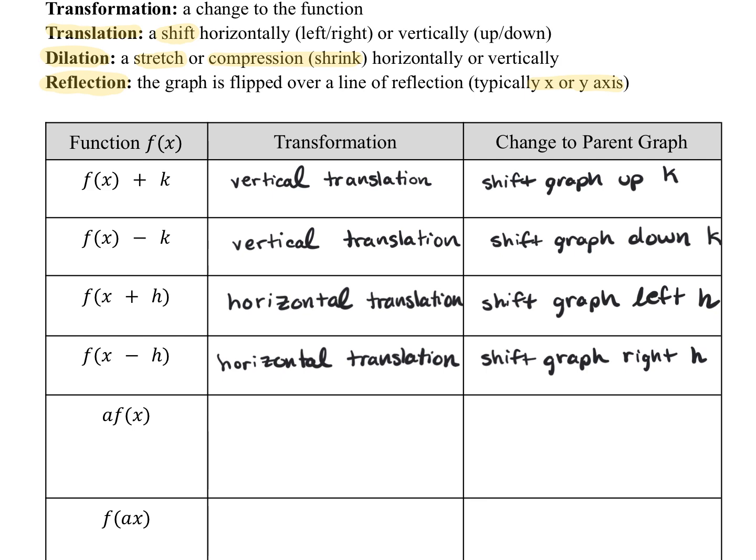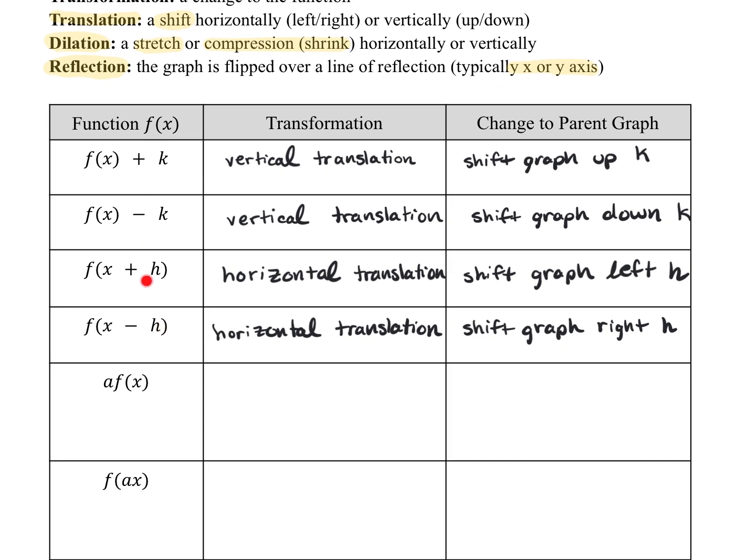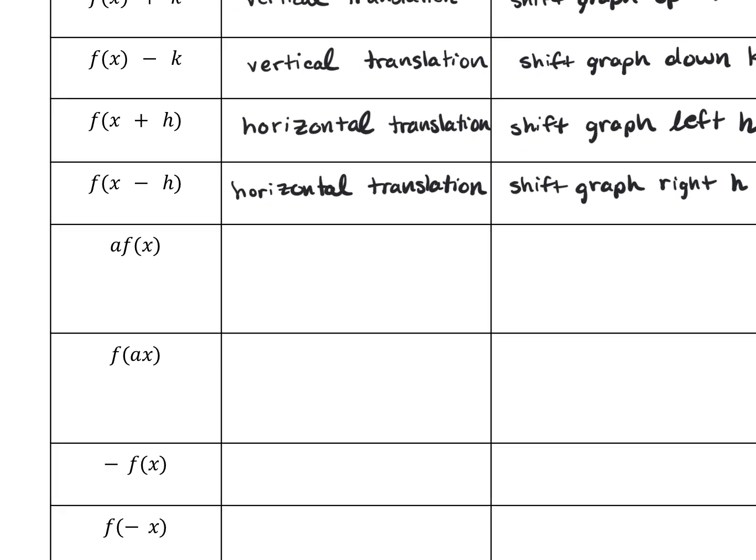Okay, but just remember, anything involving addition or subtraction will be a translation, which is just a shift. Anything that's affecting your y value or outside of your parentheses will be vertical. Anything that is directly affecting x, so clearly grouped with x, is going to be horizontal. Now let's look at these next two transformations.